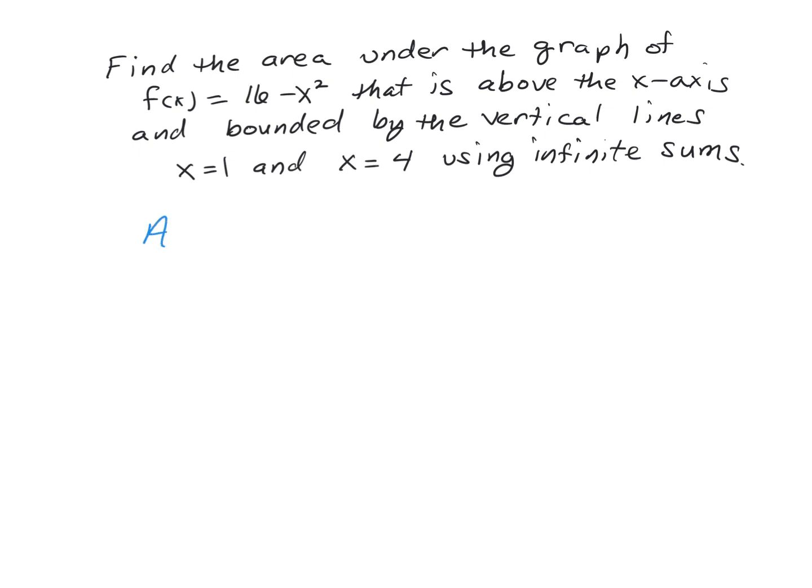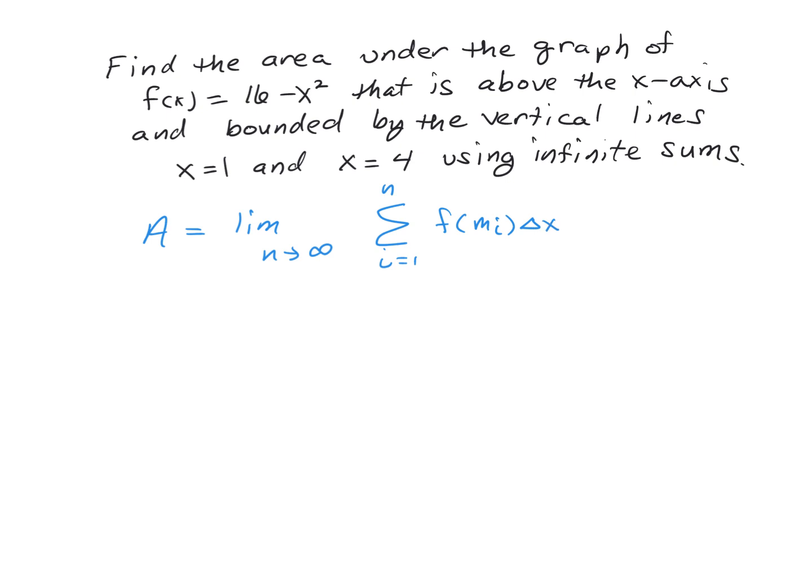So our area is going to be the limit as n goes to infinity of the sum from i equals 1 to n of the area of each of these smaller rectangles, which is going to be f of m sub i, the height of the function, which is the minimum height on the interval x sub i to x sub i plus 1, times delta x, which is the width of each rectangle.